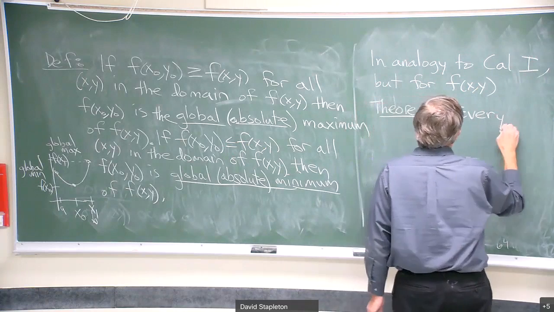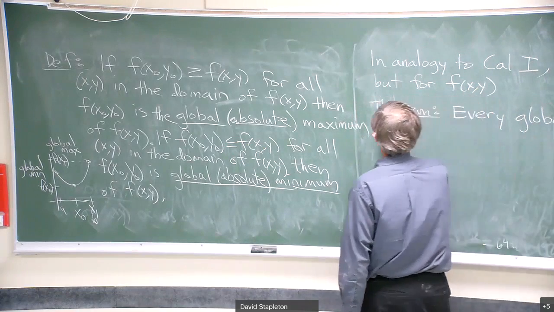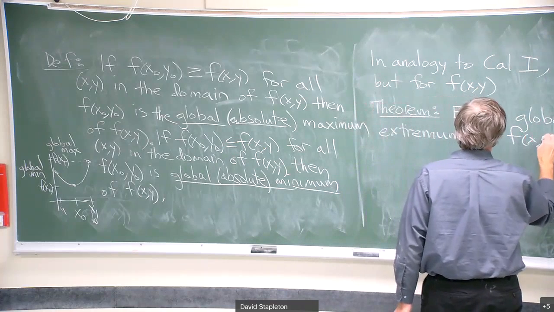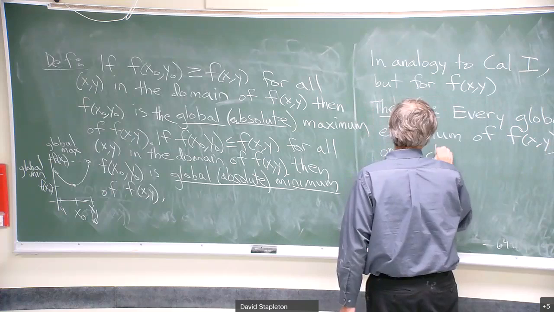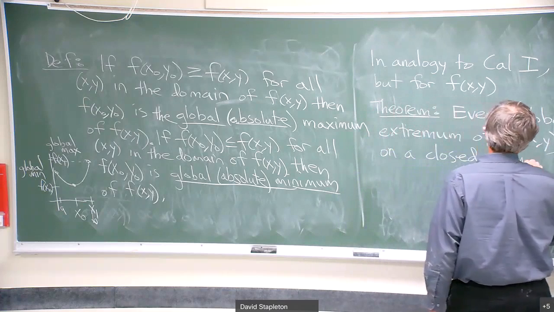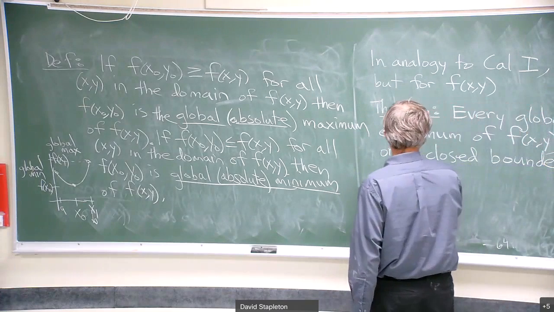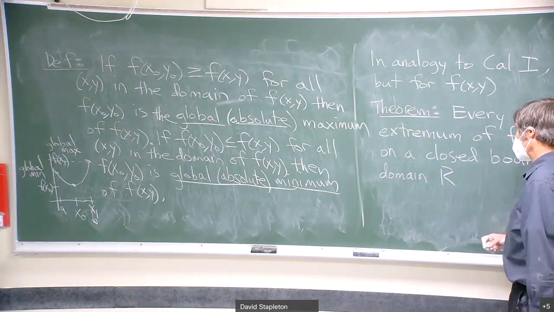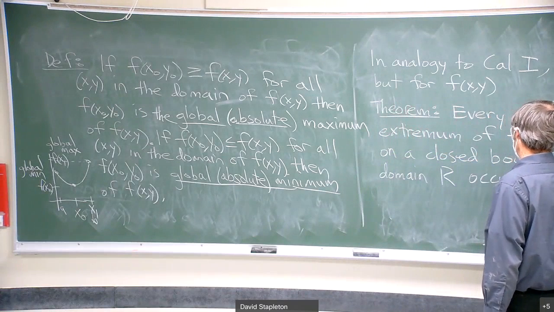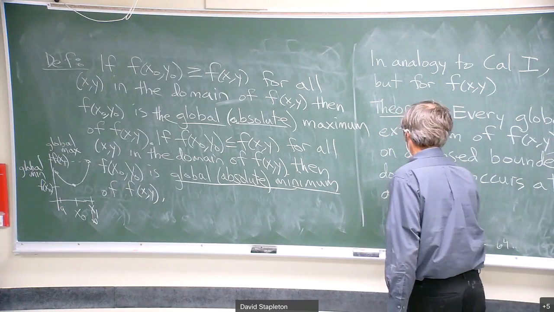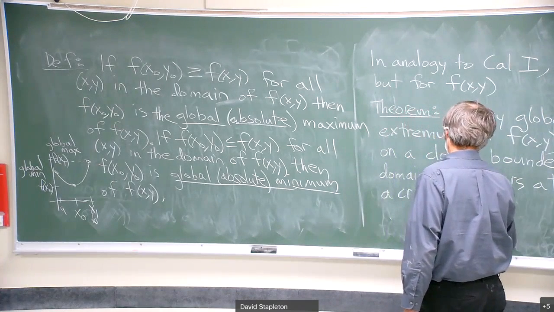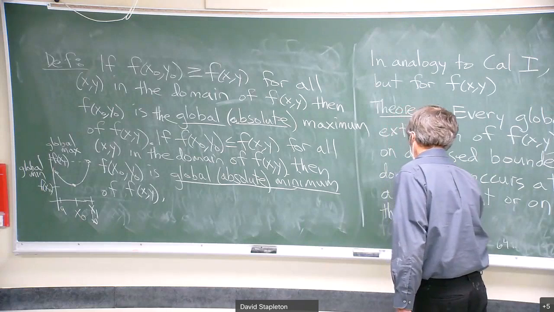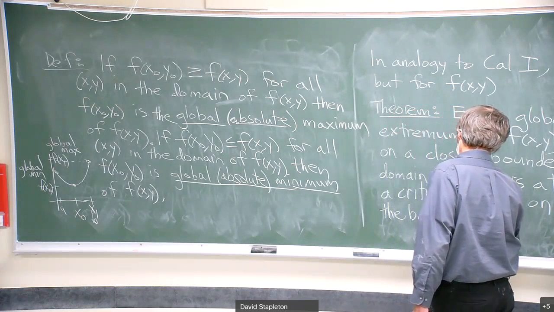Every global extremum, or absolute extremum, of a function of two variables, x, y, on a closed bounded region, that is its domain, R, we'll call it R for region, because it's a plane region, occurs at a critical point of the function or on the boundary of the domain. That's the analogy, and it's a nice one.